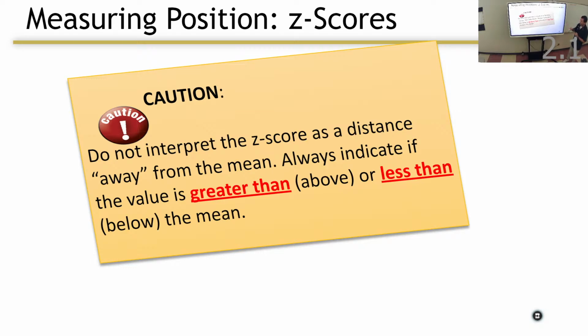Z-score. Caution, do not interpret the Z-score as just a distance. Tell me it's above or below. Don't say it's 1 standard deviation away from the mean. That's not good enough. Above or below. How do I know? If the number's bigger, you're above. If the number's smaller, you're below. If you have a positive, you're above. If you have a negative, you're below. What if the Z-score was 0? That means that value is the mean.